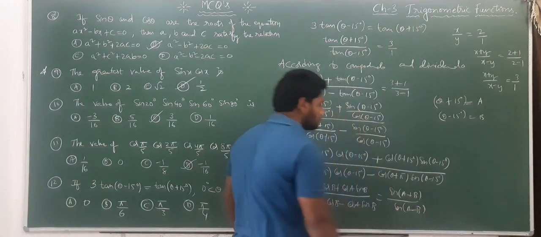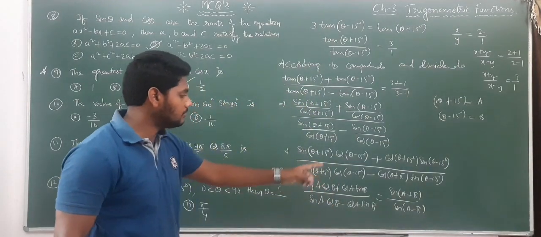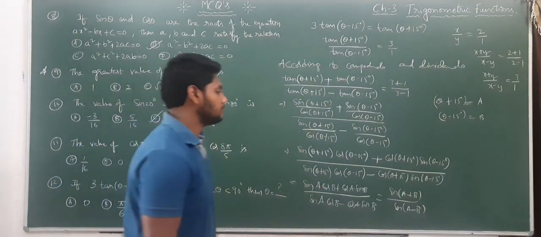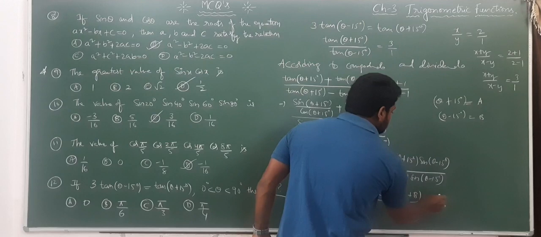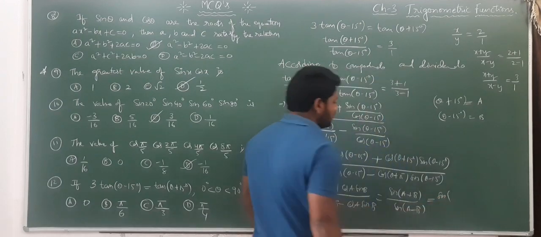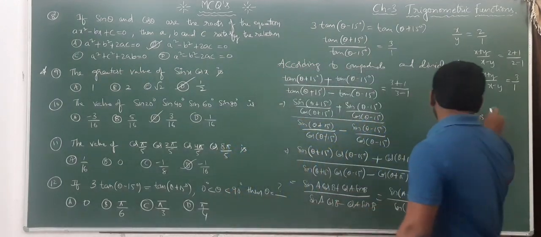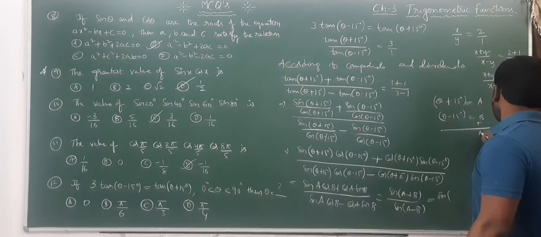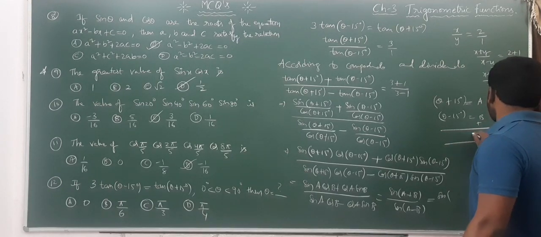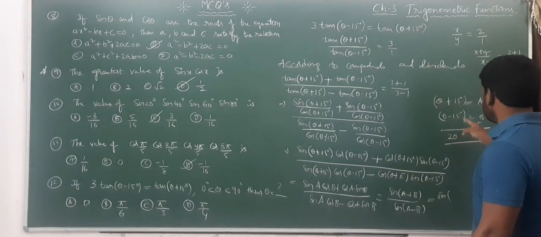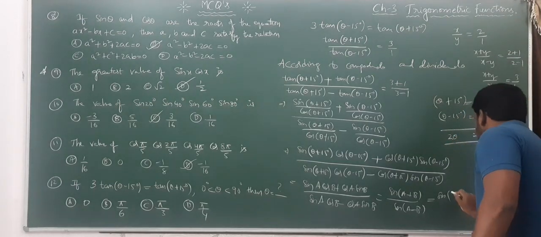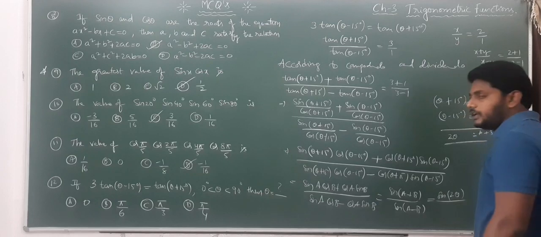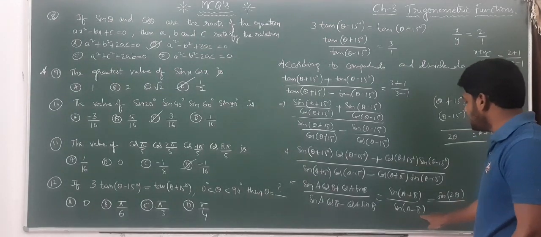Check here: sin of A plus B by sin of A minus B. If you do A plus B, what will you get? Theta plus theta is 2 theta, 15 minus 15 is 0. So A plus B is 2 theta, and we get sin 2 theta divided by sin of A minus B.